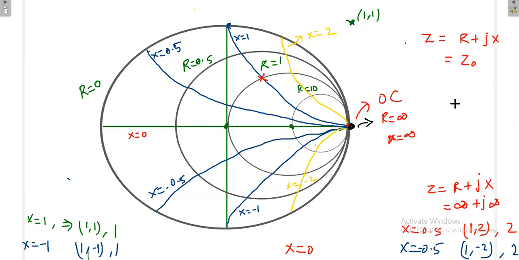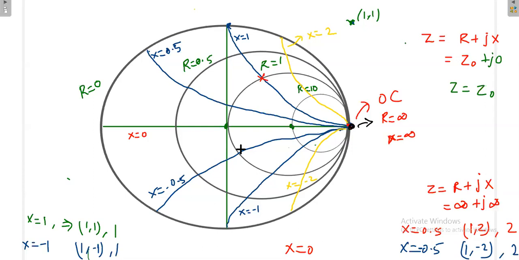I have an impedance, sir. Impedance is R plus jX. My R value is equal to Z naught, and X is 0. I am not worried about that one. Finally, my Z is equal to Z naught. Where will I denote this point on the Smith chart? Constant resistance circle, sir.